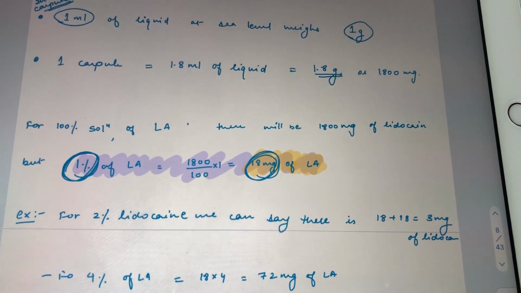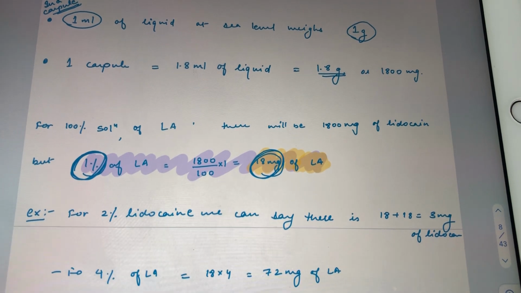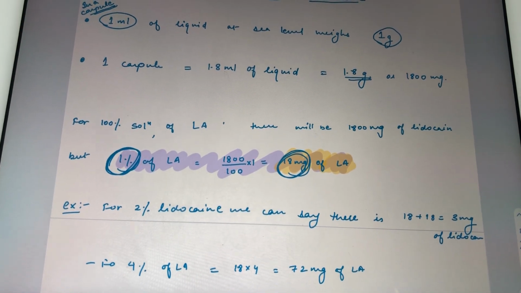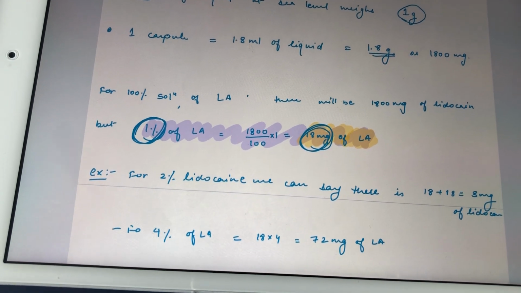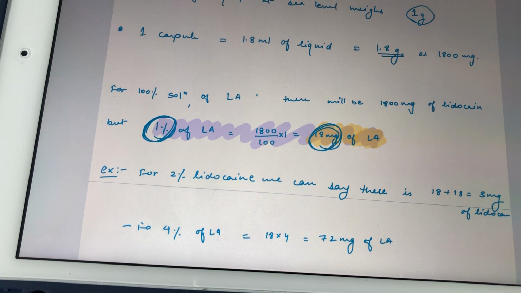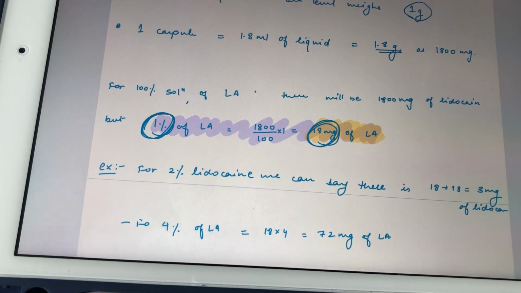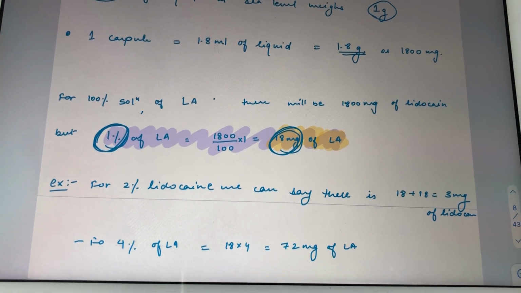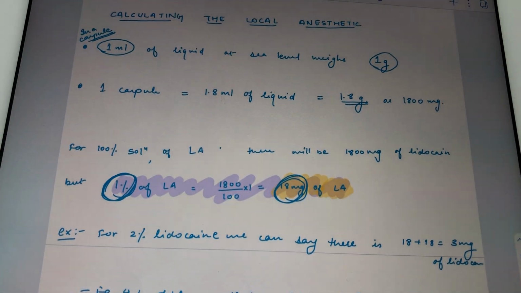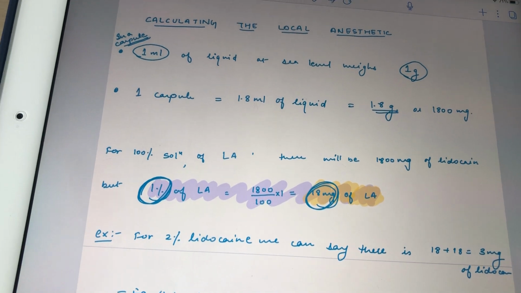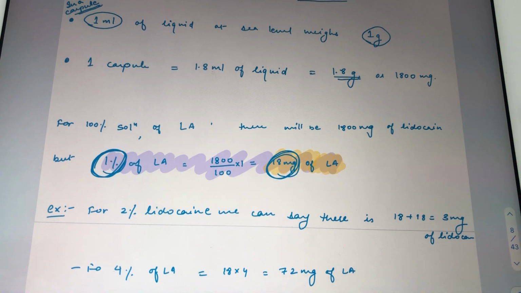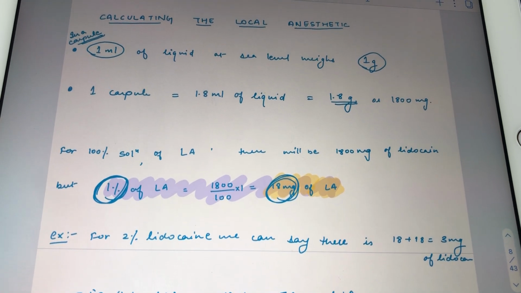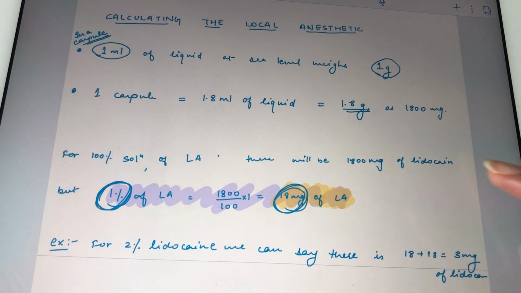So lidocaine, as we have already seen, is 2% in the carpule, and some other local anesthetics also consist mostly between 2 to 4 percent, or sometimes 0.5. By this method you can easily calculate the percent and the milligram of the local anesthetic. So 2% lidocaine will contain 36 milligram of local anesthetic.